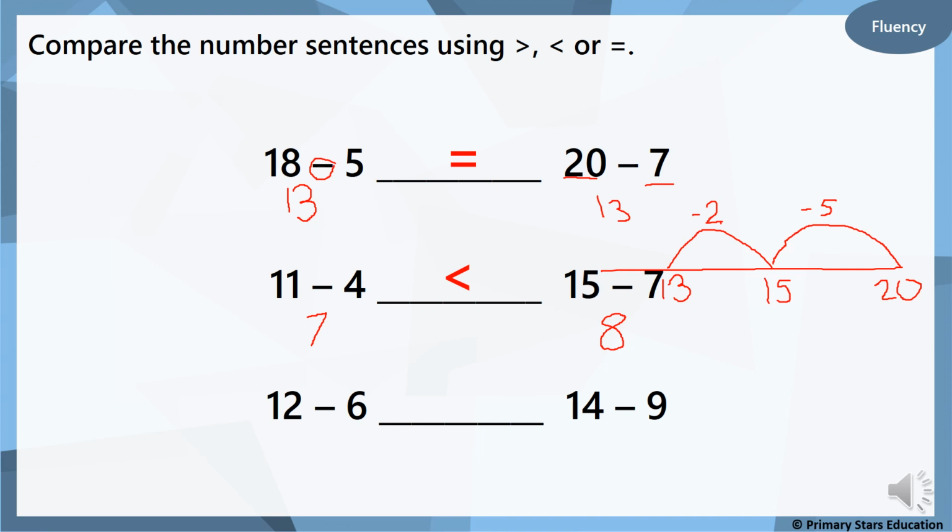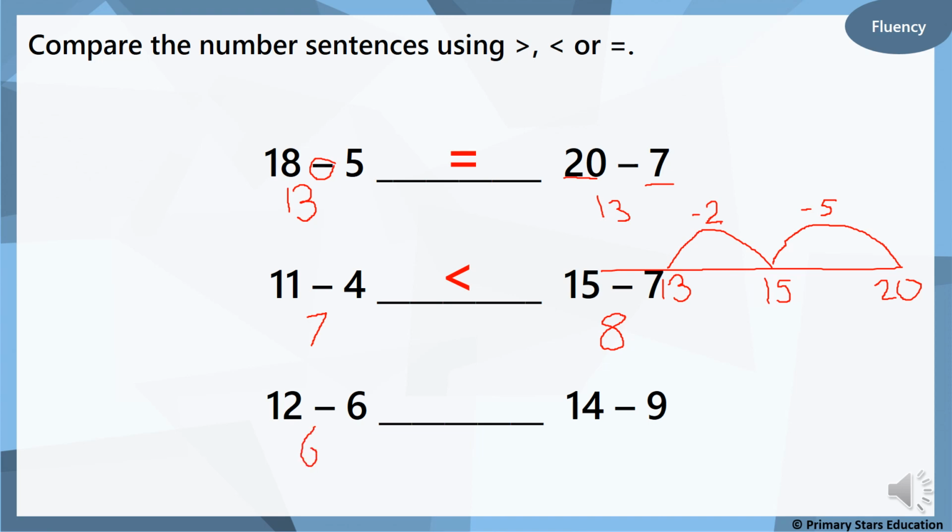Okay, now we have got 12 subtract 6 and 14 minus 9. So let's work this one out first. Pop 12 in your head, get your 12 counters. Gives us an answer of 6.